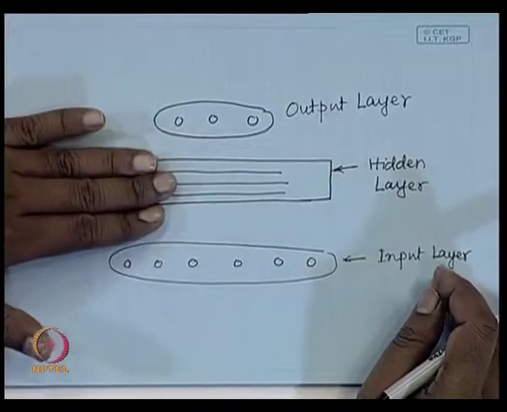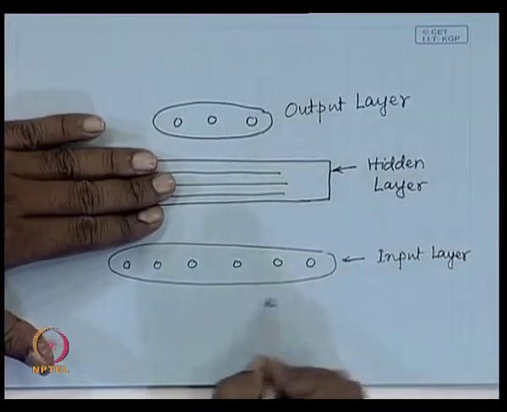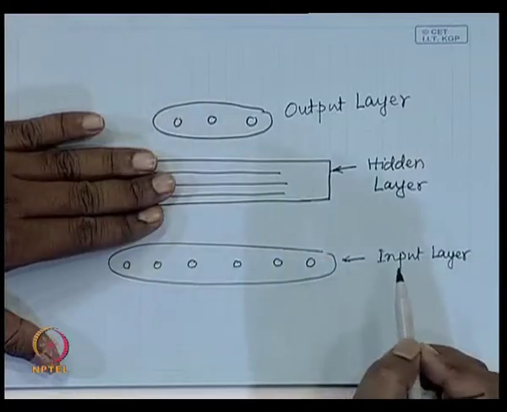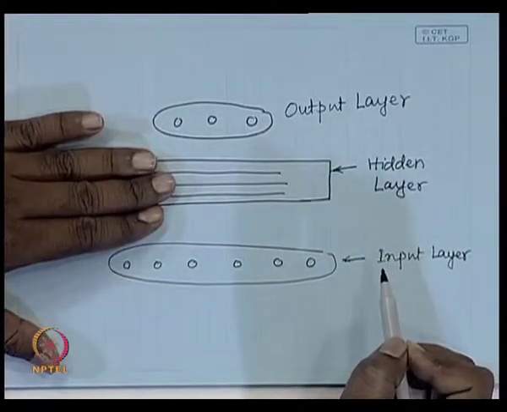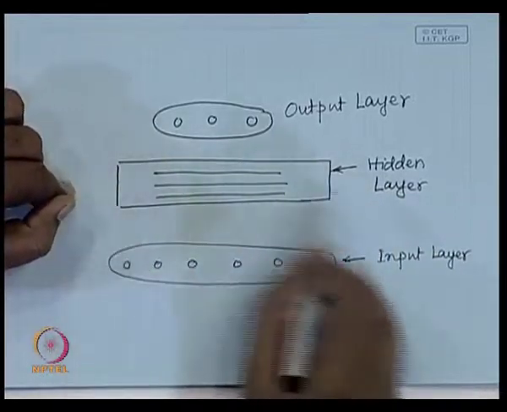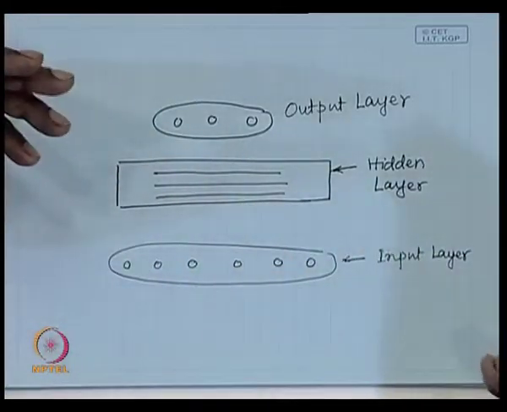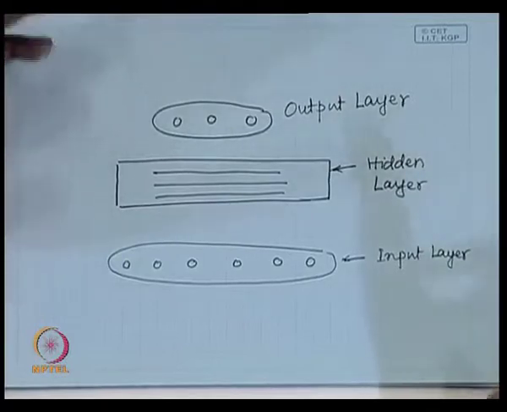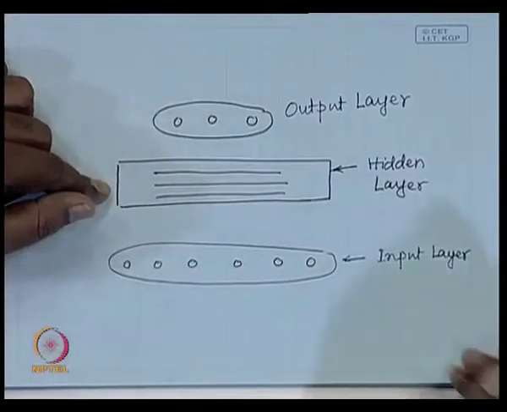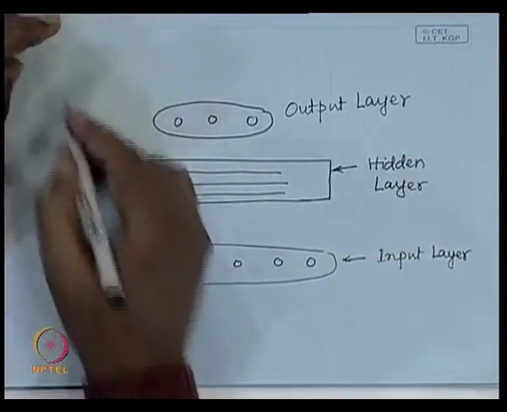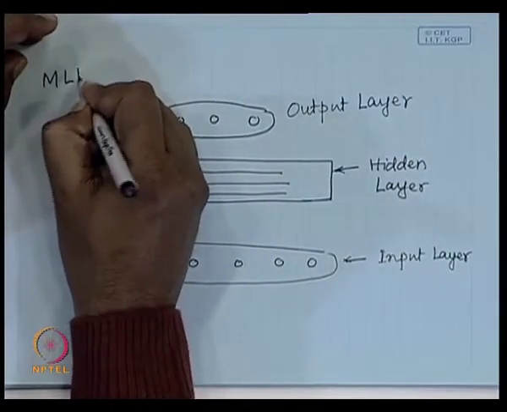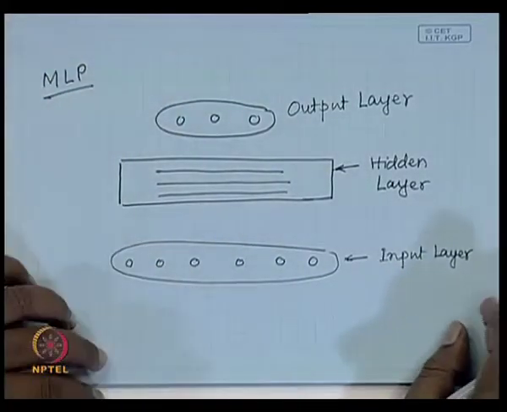Now, in the absence of any hidden layer, if I have just an input layer and an output layer, this is what is a single layer perceptron. If I have hidden layers, I can have just one hidden layer, I can have 2 hidden layers, I can have 3 hidden layers and so on. The more hidden layers you incorporate, the more complicated decision boundaries it can encode. Okay. So, if I have one or more hidden layers, it is called a multi-layer perceptron, or MLP, right.